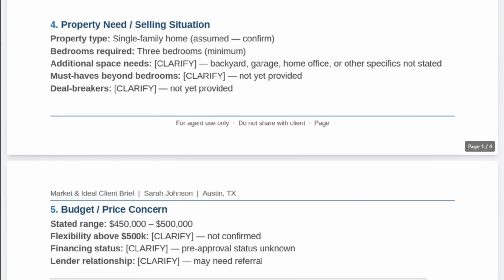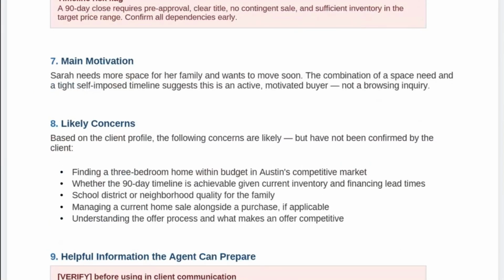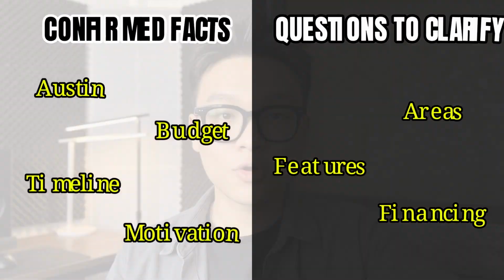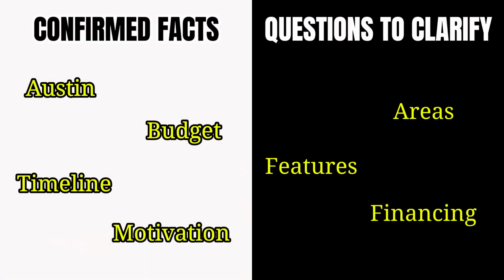Which parts of Austin does she actually like? What matters most besides having 3 bedrooms, etc.? These are the details that make the first conversation useful. So, before you ask AI to write a follow-up or help with listings, pause for a moment and sort the lead into 2 groups. First, what do we know for sure? Second, what do we still need to ask? That simple split will make the whole workflow cleaner.